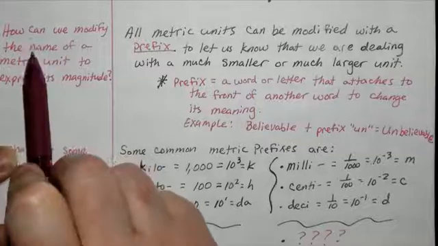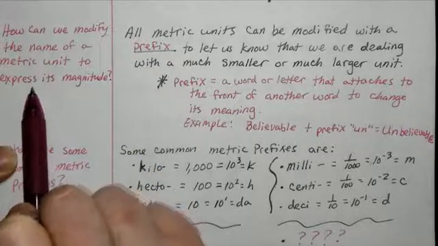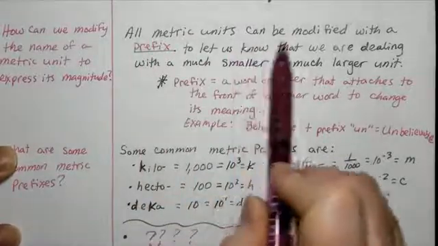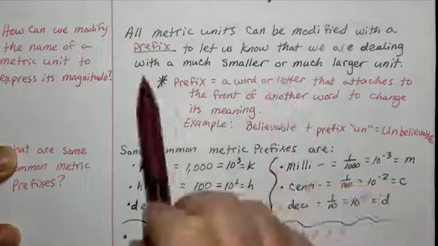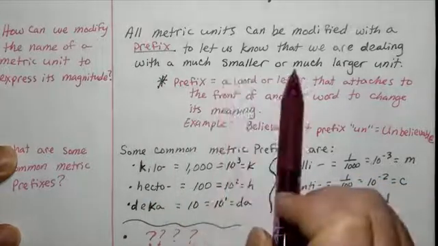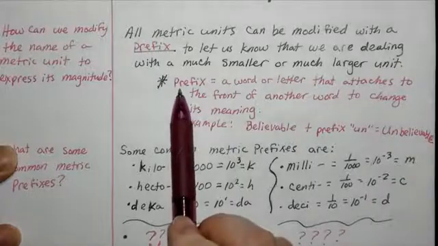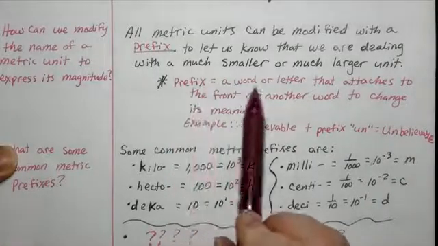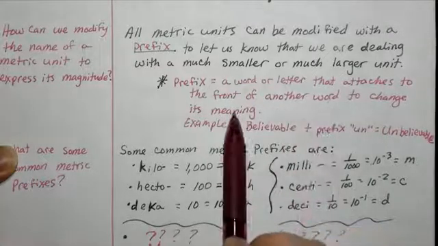So how can we modify the name of a metric unit to express its magnitude? All metric units can be modified with a prefix to let us know that we are dealing with a much smaller or a much larger unit. And just a quick ELA reminder, a prefix is a word or letter that attaches to the front of another word to change its meaning.